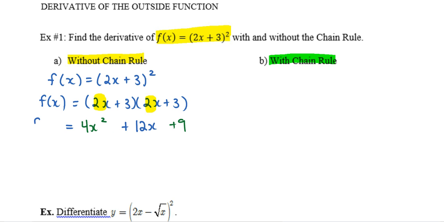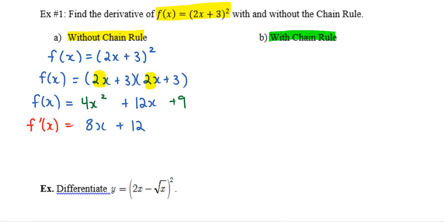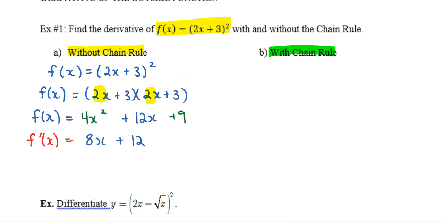Okay, so this is nothing new. This is something that we've seen a lot in other math classes. So I just expand my polynomial there. Now, once I've expanded my polynomial, I can definitely find the derivative by just using the power rule. So f prime of x is going to be 12x plus, sorry, a little mistake here. The derivative here will be 8x plus 12. Okay, so there's my derivative for this polynomial if I don't use the chain rule.